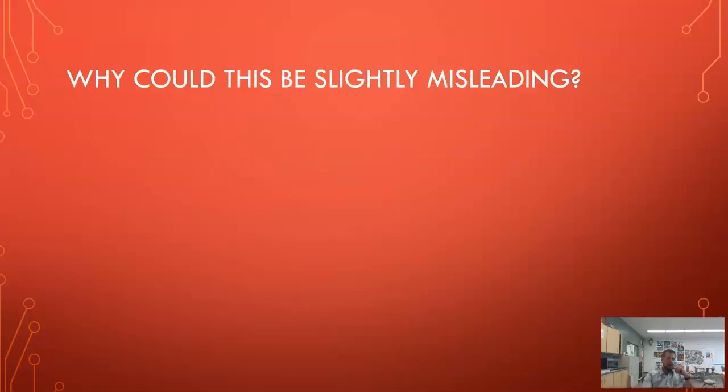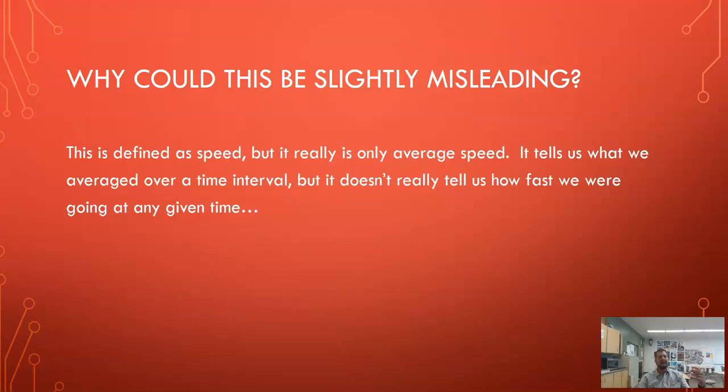Now, the reason this could be slightly misleading is if we go back and think about what that car did, it sped up and then it slowed down. So technically, even though we found its speed to be 60 meters per second, that wasn't how fast the car was going the entire time. What we found instead is not the actual speed of the car, we found the average speed of the car.